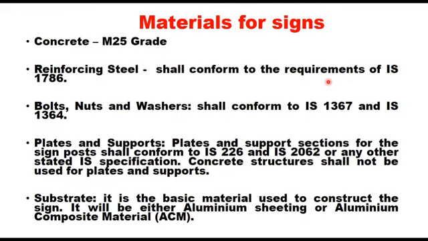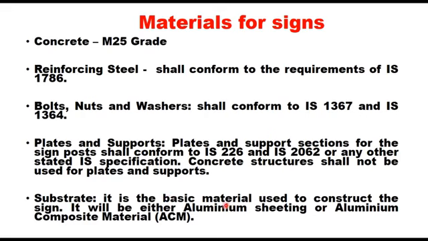The materials for sign and for their fabrication should meet these guidelines. The concrete should be of M25 grade. Reinforcement steel shall conform to the requirement of IS 1786. Bolts, nuts and washers shall conform to IS 1367 and IS 1364. Plates and supports sections for the signposts shall conform to IS 226 and IS 2062 or any other stated IS specification. Concrete structure shall not be used for plates and supports.